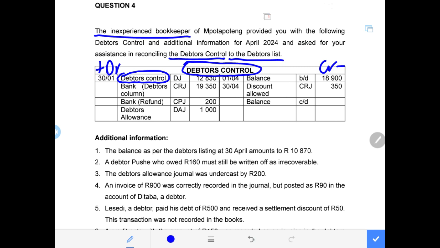Remember, this debtors control, to take note, comes from the debtors journal. Under the debtors journal is when we make credit sales. So that means the amount is on the correct side, because if it's from the debtors journal, that means we sold something on credit to a customer. But the description is not correct.